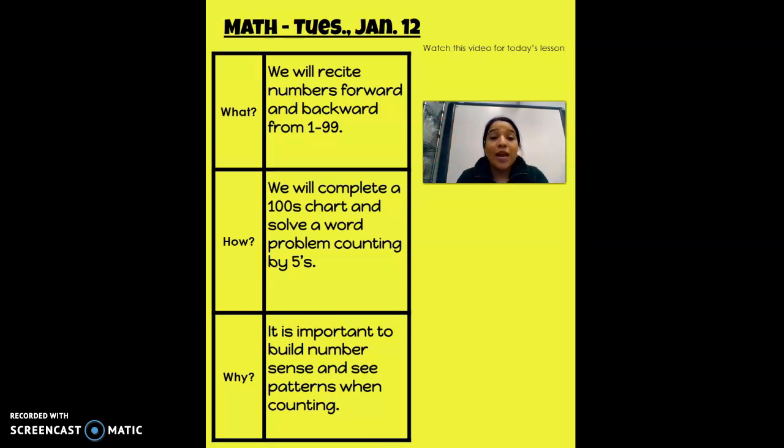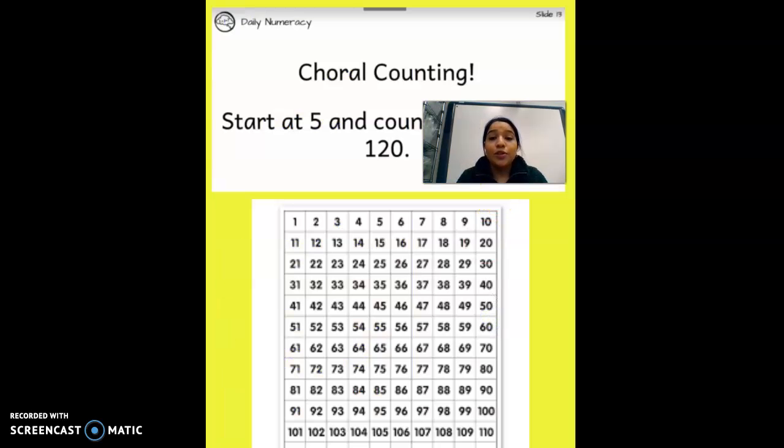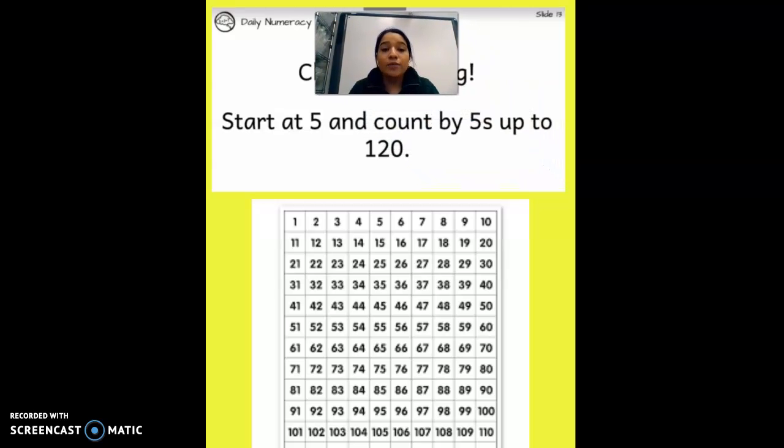What we will be doing in math today is we will recite numbers forward and backwards from 1 to 99. How we will do this is we will complete a hundreds chart and solve a word problem counting by fives. This is important so we can build number sense and see patterns when we're counting. So we're going to go ahead and count together starting by 5. And we're just going to count up to 100.